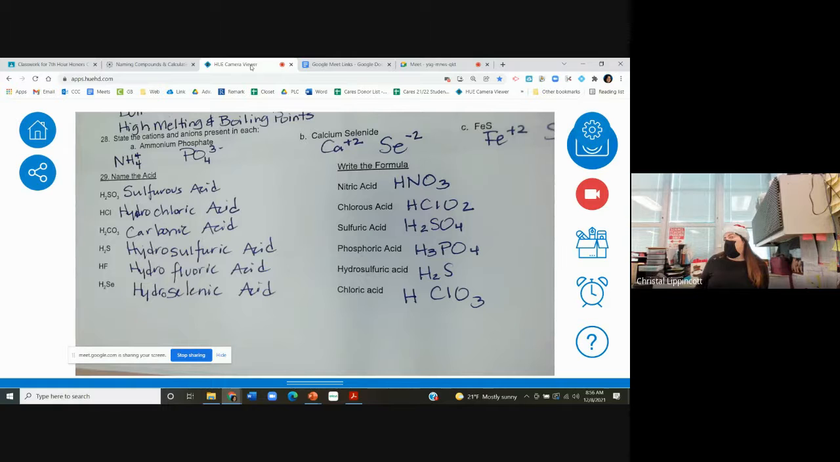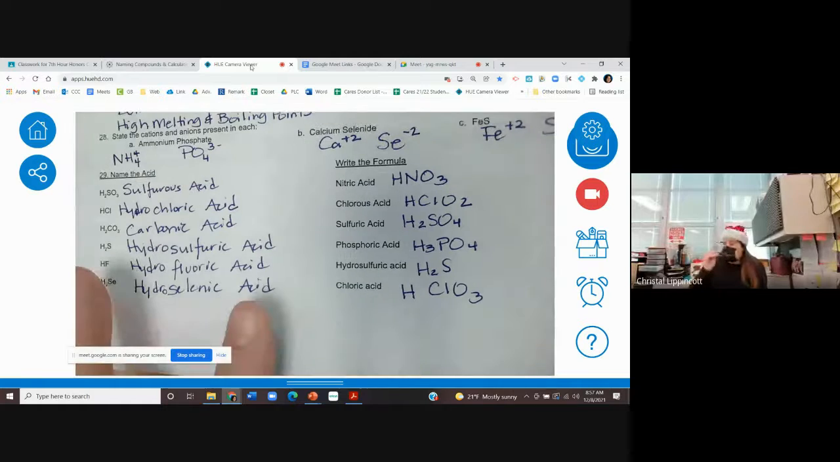So it's going to be over all forms of naming, and it's going to be all mixed. So I won't say this is ionic, this is covalent, this is acid. You've got to be able to figure out what that is. So let's talk about some clues that we could use to figure it out, okay?